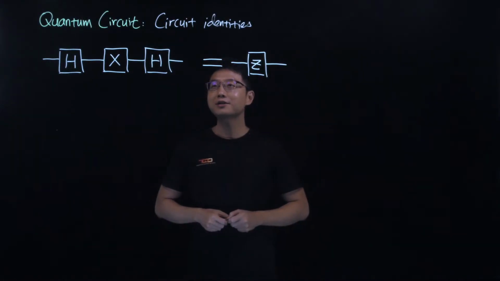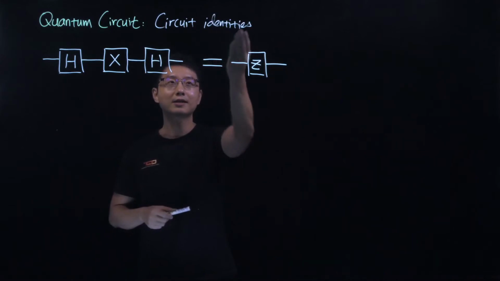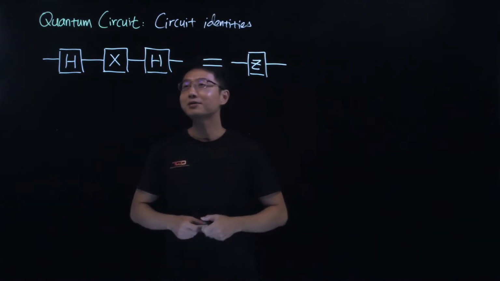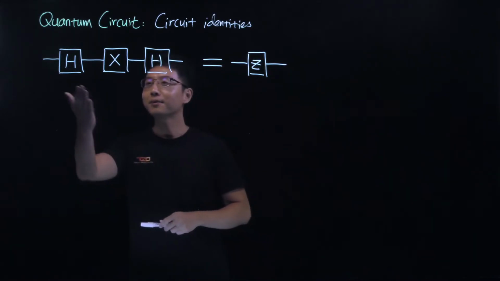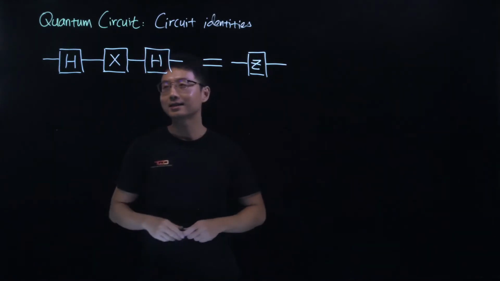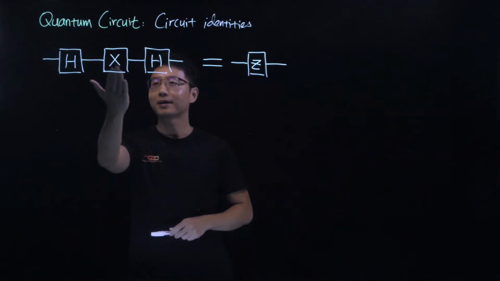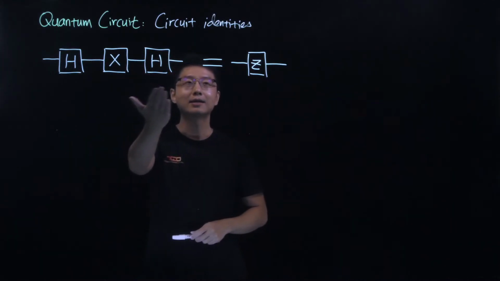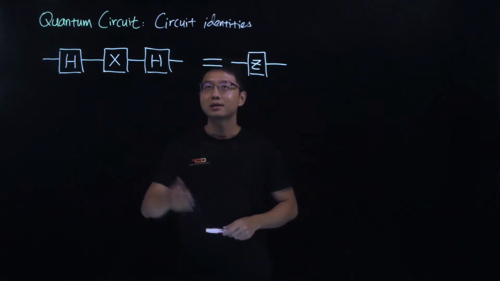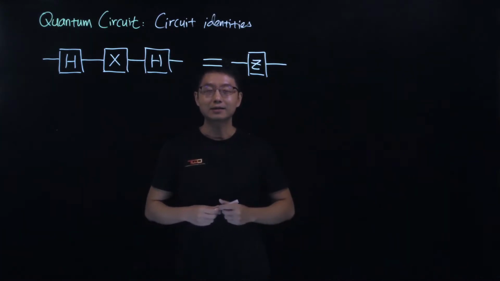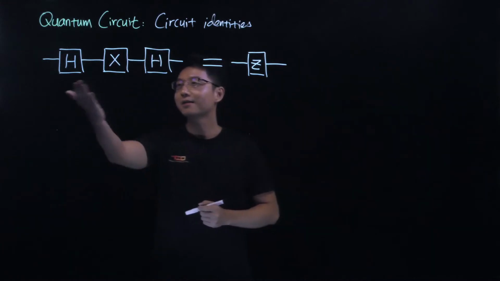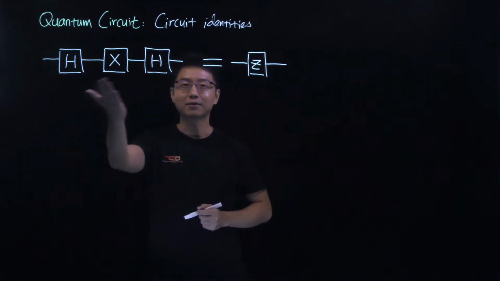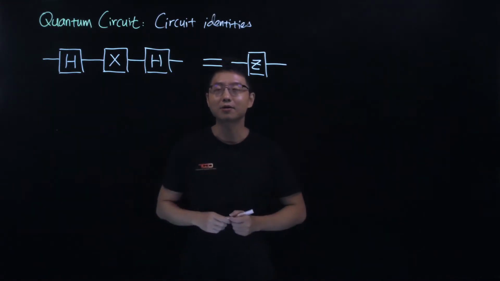I would also like to introduce you to the so-called circuit identities that help us to simplify a quantum circuit by inspection. So, for example, it is a well-known circuit identity that a Hadamard followed by an X gate followed by another Hadamard is simply the Z gate. Such identities help us to identify certain parts of the quantum circuit that could be simplified. So rather than applying 3 quantum gates, it is equivalent to apply only a single quantum gate.